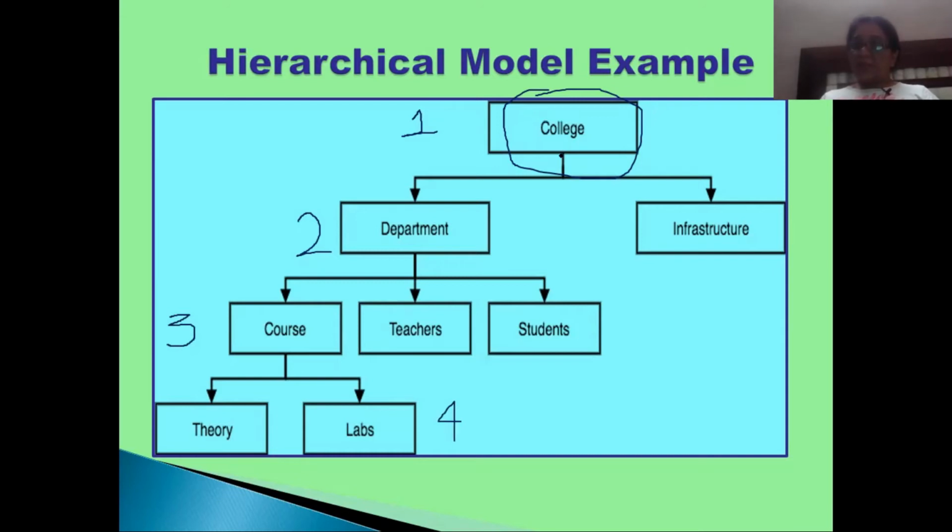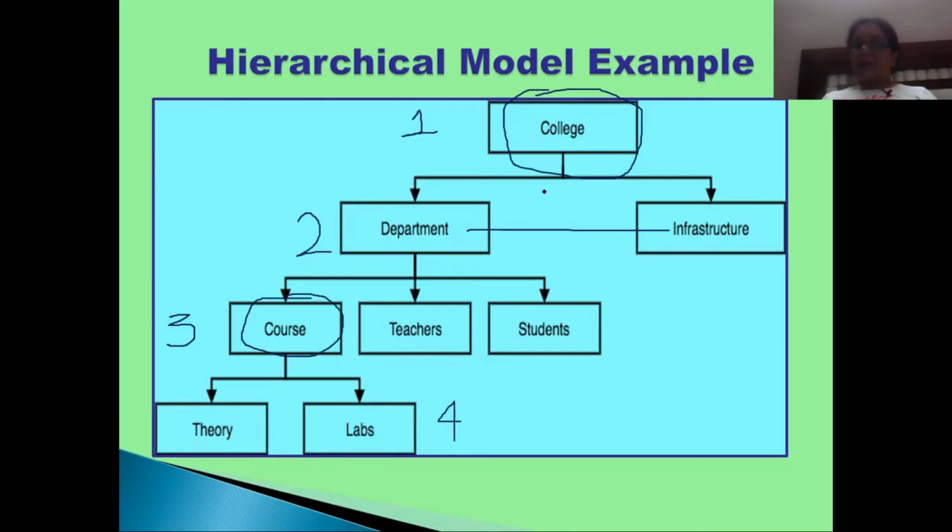Now, this college is a root node. This is the second level or second child. This is the third child and so on. यहाँ पर department and infrastructure, they both are siblings. और यहाँ पर course, teachers, students, they three are siblings at a particular level and they all are children to the department node. Again, theory and labs, they are the child nodes at level 4 and they are the child nodes of the course node.